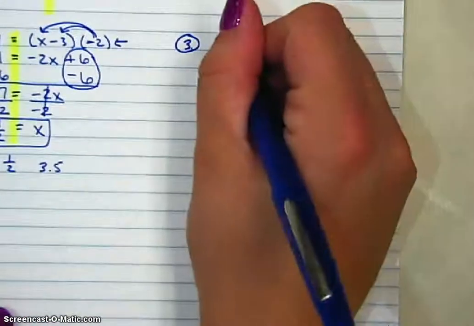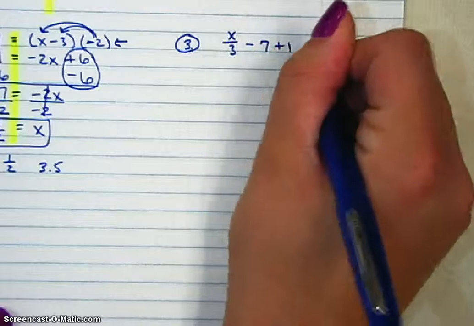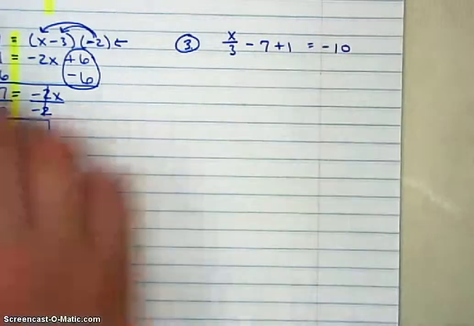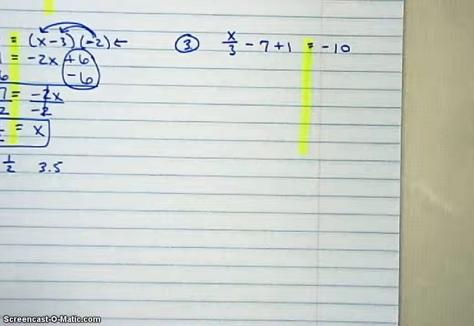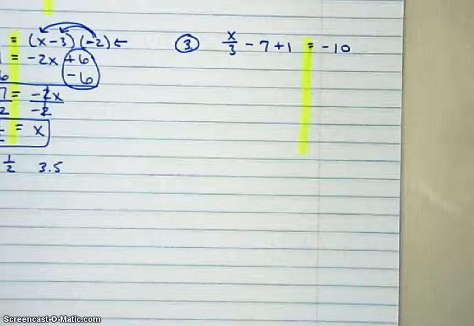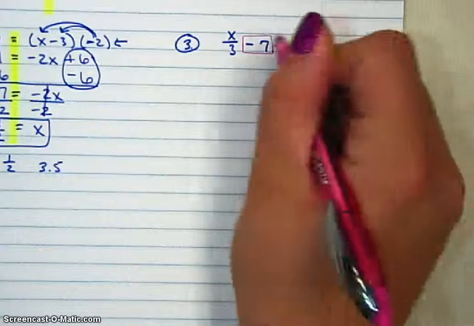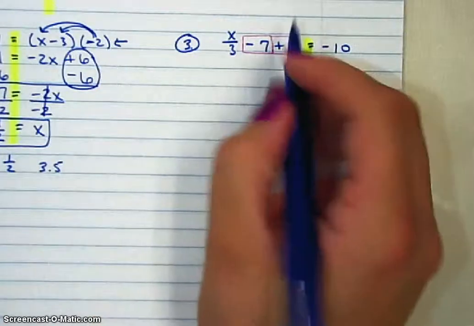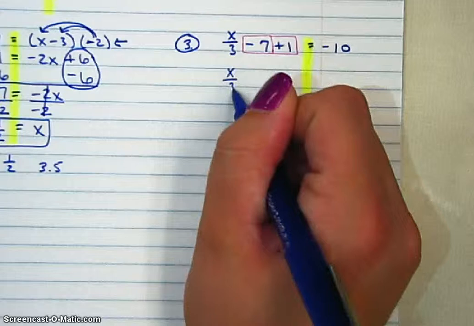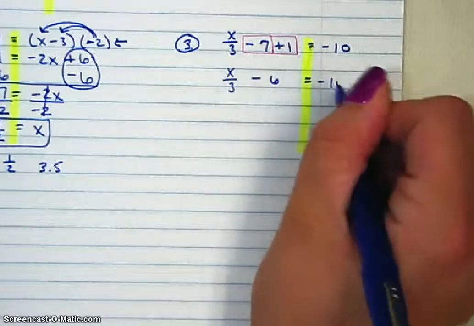Alright, so this time I have x over 3 minus 7 plus 1 equals negative 10. Now this one doesn't have distribution because there are no parentheses, but it does have something called combining like terms. So that's what I want to do. Negative 7 and 1 are like terms because they're both constants. Neither of them have x's, so we can add them together. Negative 7 plus 1 is negative 6.